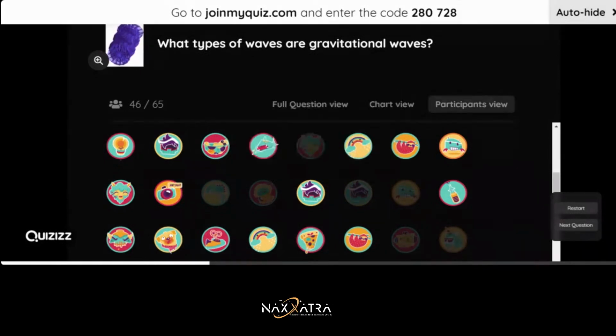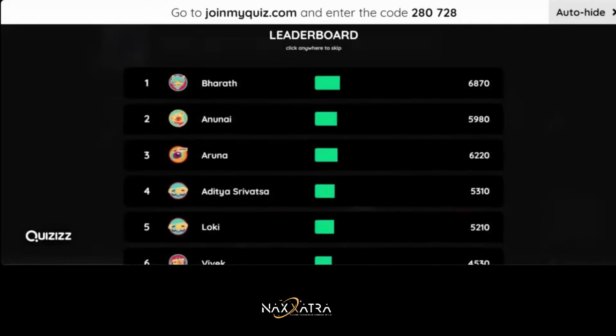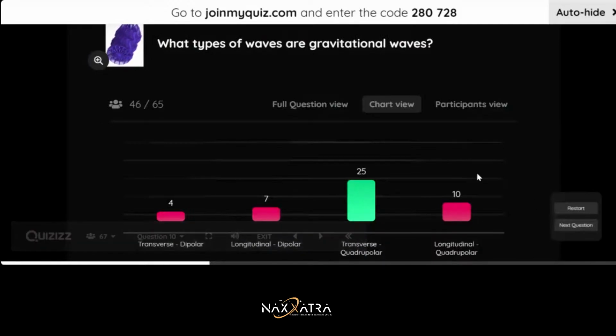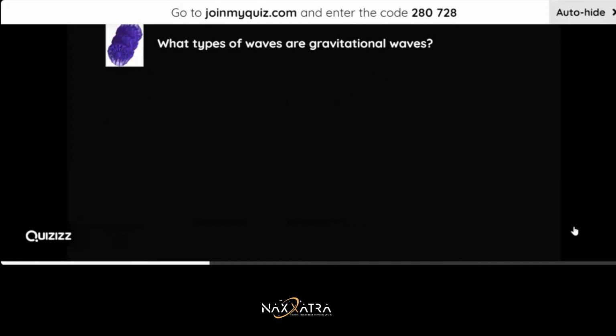So actually gravitational waves are transverse waves and quadrupolar in nature. And why transverse? Because the space-time oscillates perpendicularly to the direction of propagation. We know that space-time is the medium for gravitational waves, and that space-time oscillates perpendicularly to the direction of propagation of the wave. So this is the transverse nature. And why quadrupolar? Because they arise due to the change in the quadrupole moment of the sources. The change in quadrupole moment generates these gravitational waves. So they are quadrupolar in nature. So next question.